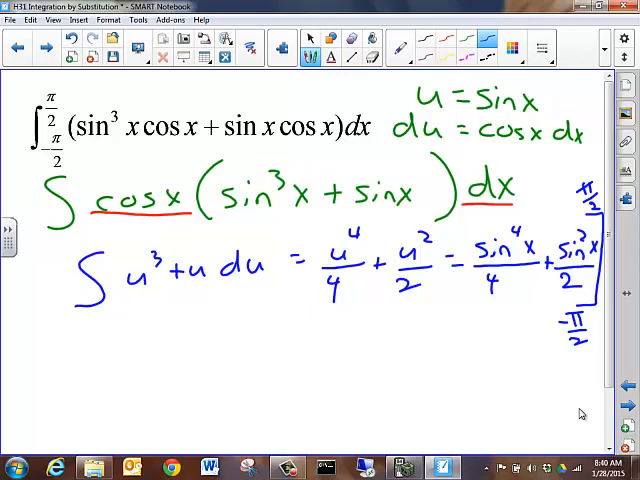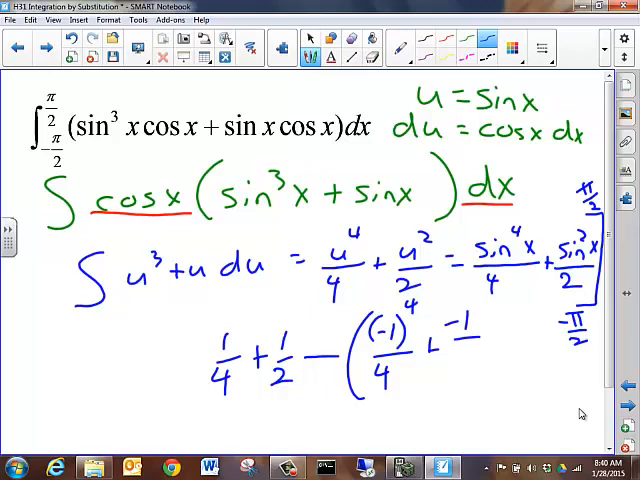All right, so sine of pi over 2 is 1. What is sine of negative pi over 2? Negative 1, because if you're looking at it as a unit circle, it's going to be down at the bottom. So we've got 1/4 plus 1/2 minus negative 1 to the 4th plus negative 1 squared. So it's going to be 1/4 plus 1/2 minus 1/4 minus 1/2. That's going to be 0. Y'all comfortable with that?